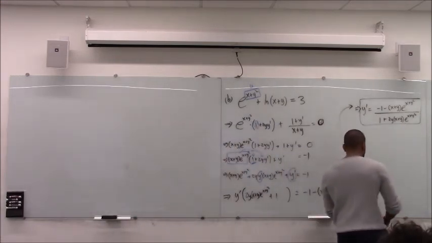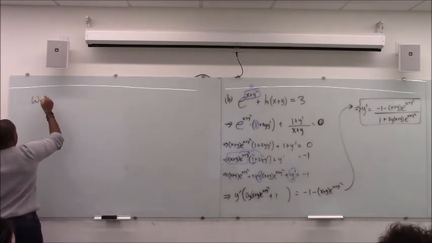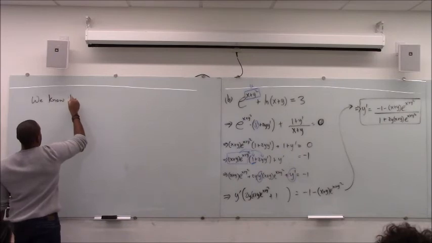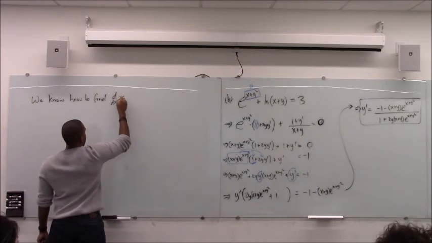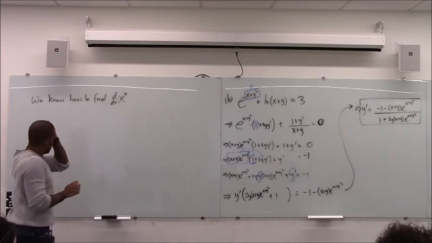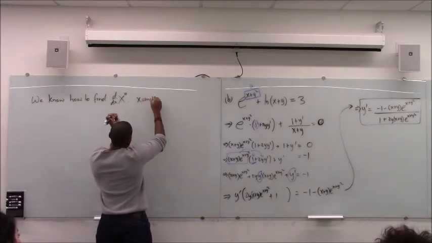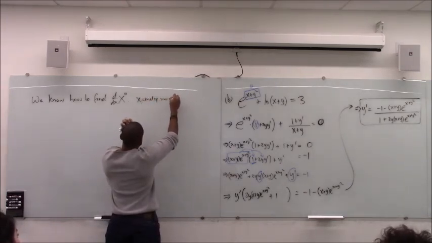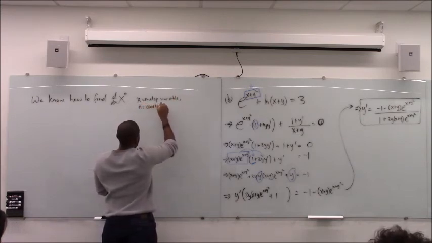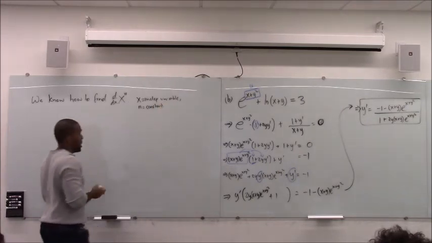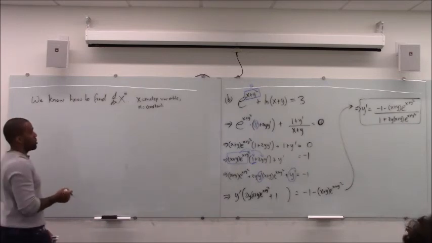So here's an interesting trick. We know how to find the derivative of x to the n, right? That's just the power rule. What you'll notice here is that your x is your independent variable, and your n is just a constant, right? So if I have x to a constant, I know how to differentiate it, right? Just n x to the n minus 1. Bring the power down, subtract 1 from the power.